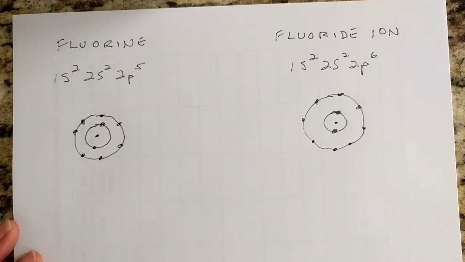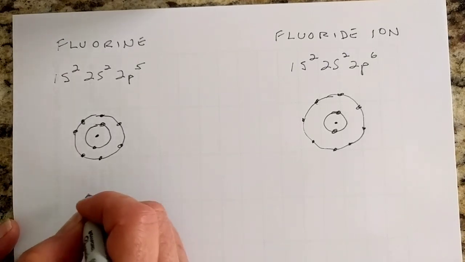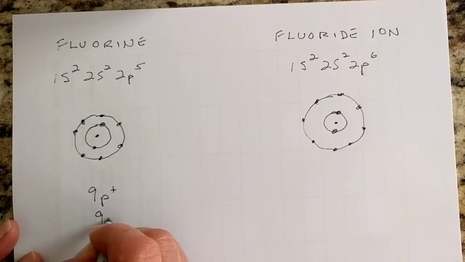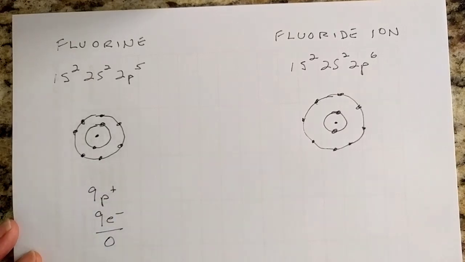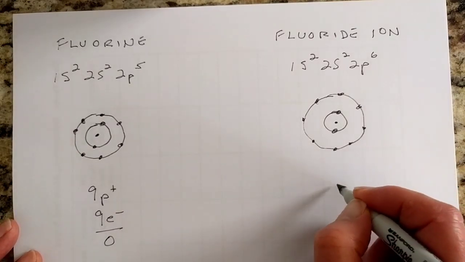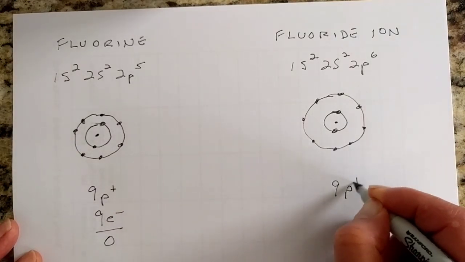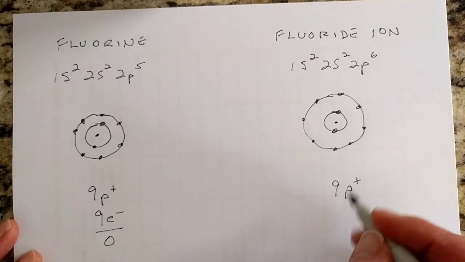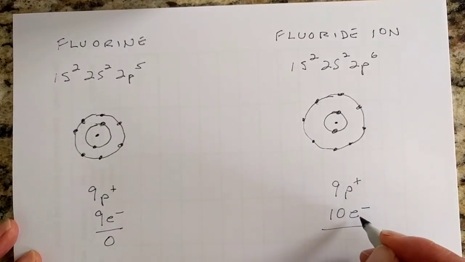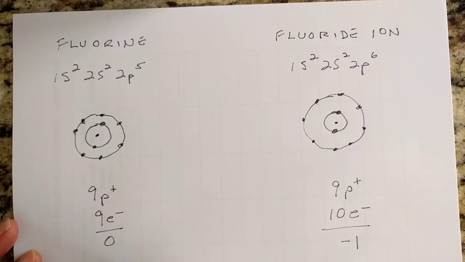So our fluorine atom, we have 9 protons and 9 electrons. That adds up to 0. And for our fluoride ion, we have 9 protons. It's still fluorine. We have gained an electron, so now we have 10 electrons. Plus 9 minus 10 equals a -1. The formula here is F minus. The formula here is F.